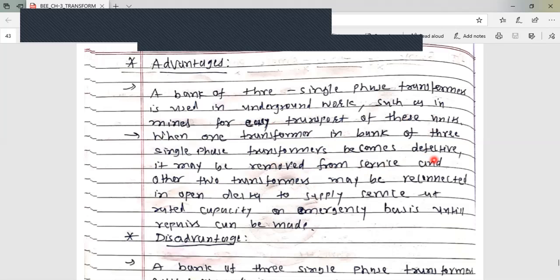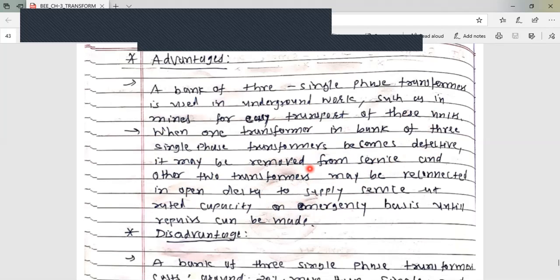So here three single phase units are there. If any one unit becomes faulty, then the other two units can remain in service. So the whole three-phase unit cannot be considered faulty, and service can continue. This is the advantage of this unit.